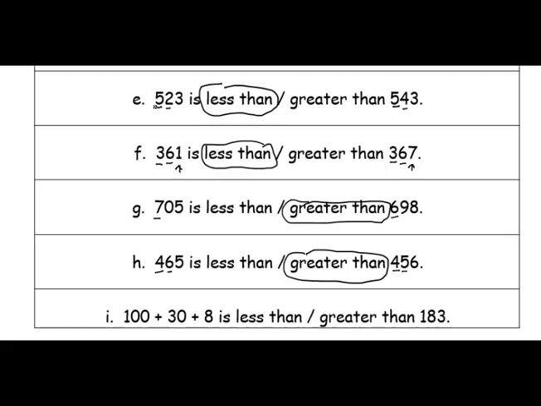And finally, I have 100 plus 30 plus 8, and I'm comparing that to 183. Without even adding these numbers together, I know that I would have 1 in my hundreds place, which is the same as 183. I would have a 3 in my tens place to show the 30. That's compared to the 8 in the tens place of the second number, which means 80. Because I only have 30 in my first number, this number would be less than 183.